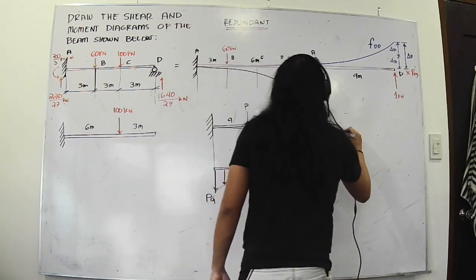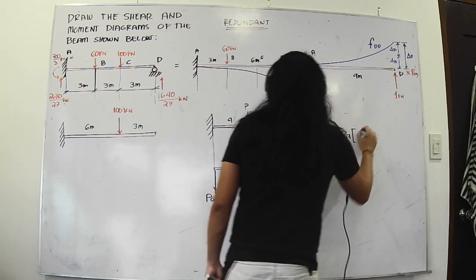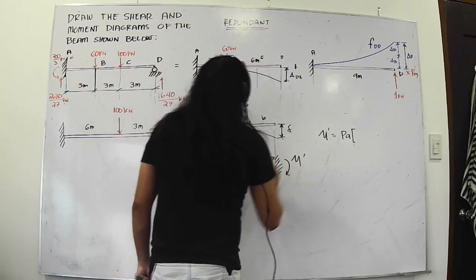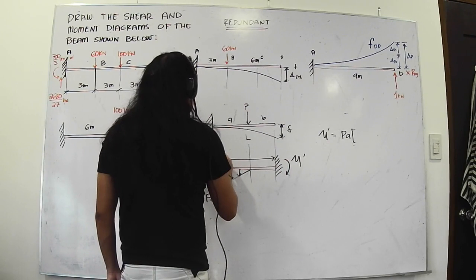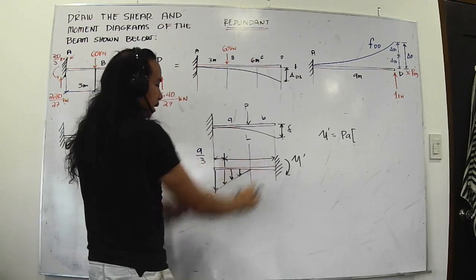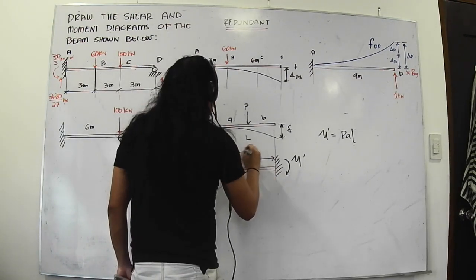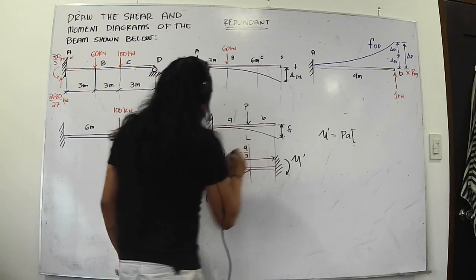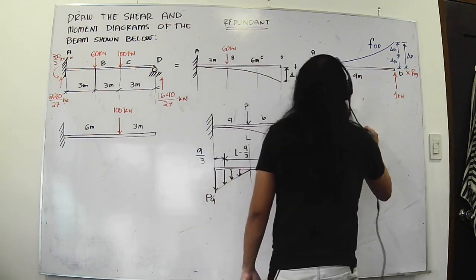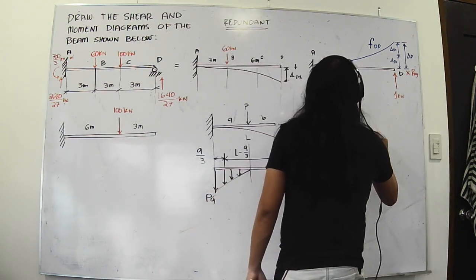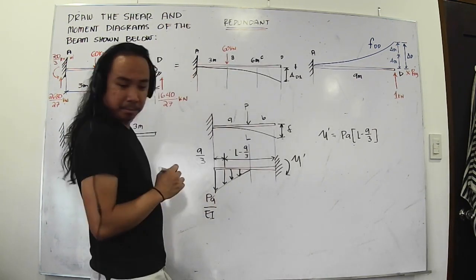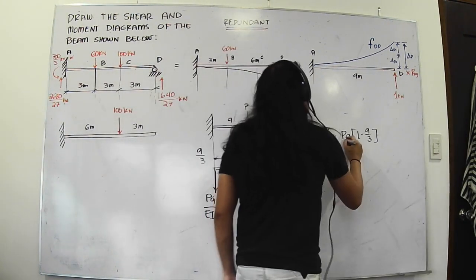Moment prime is equal to PA multiplied by the distance where PA acts. This is A over 3. All of this is L, so this is equal to L minus A over 3. It is a conjugate beam, so this is EI.